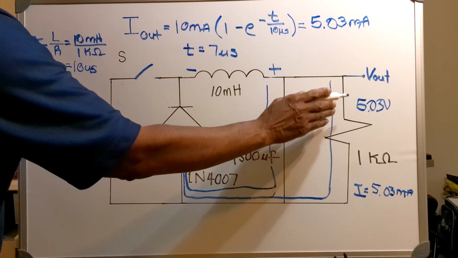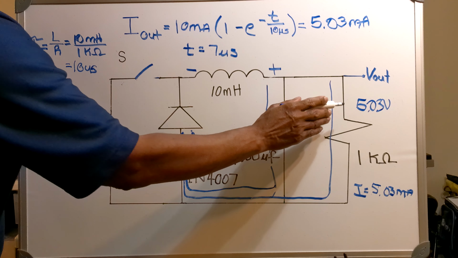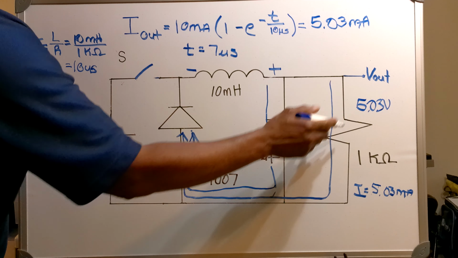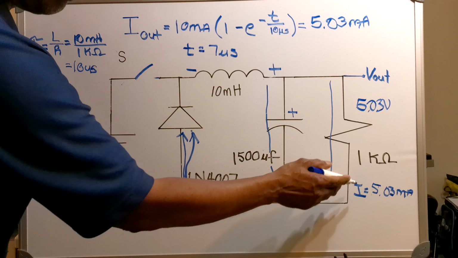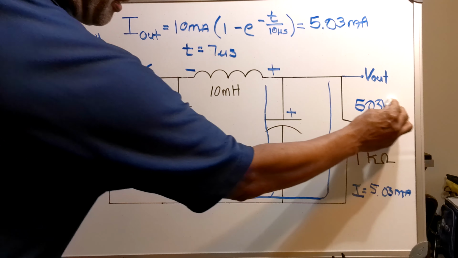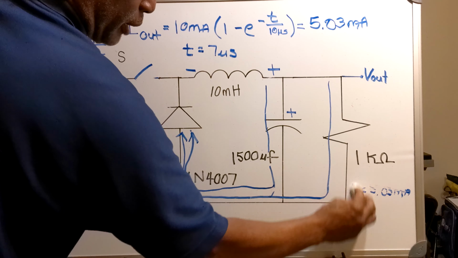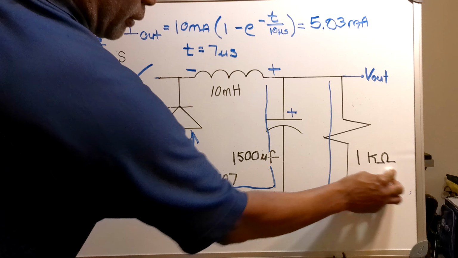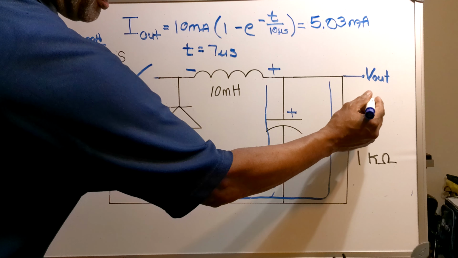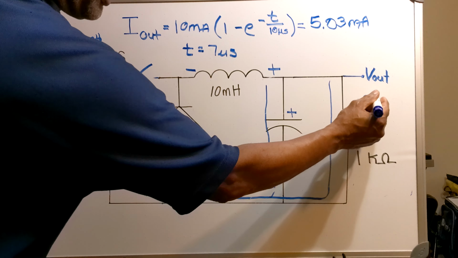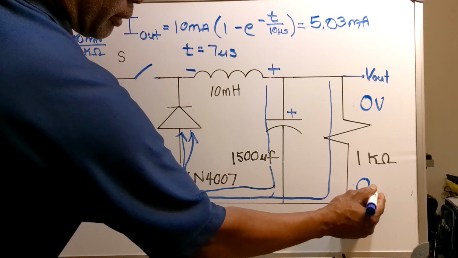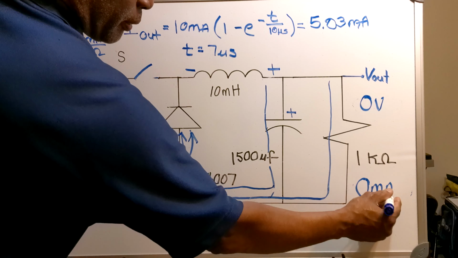Now for a very, very brief moment, there will still be 5.03 volts across my resistor and a current of 5.03 milliamps. But as the inductor discharges, the voltage goes to zero, and the current goes to zero milliamps.